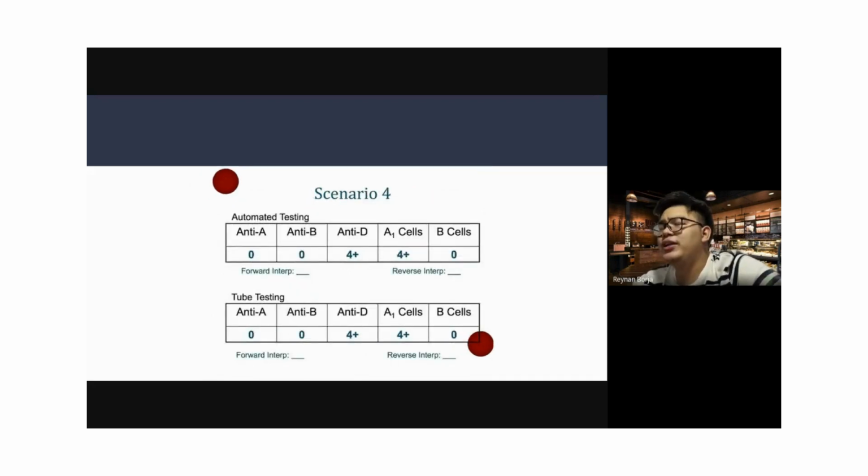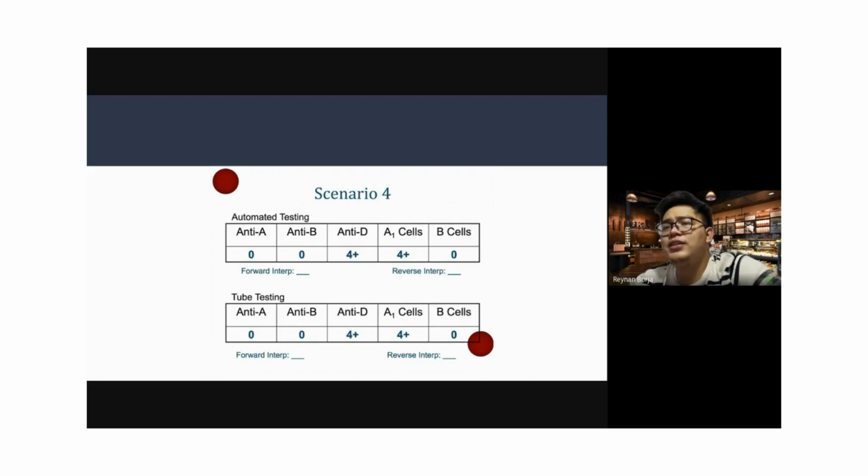Next, scenario 4. I think this is the last one. Naubusan na ako ng boses. Automated testing, anti-A 0, anti-B 0, anti-D 4+, A1 4+, B cell 0. So technically, ang problema natin is either missing or acquired. So sa forward, ang blood type is O positive. Sa reverse naman is B positive.